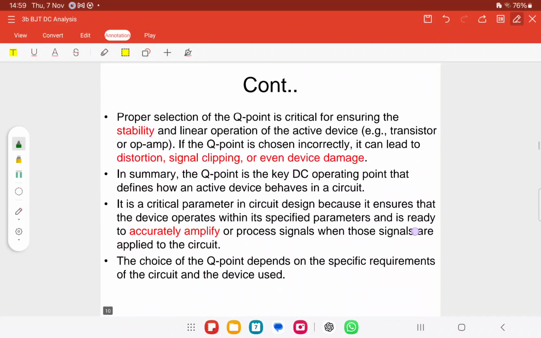Alright. Okay. Proper selections of the Q point is critical to ensure the stability. Kita nak the system to be stable, efficient. Dia relate dengan stable. Kalau fluctuate, signal sekejap tinggi rendah, tak stable kan. Macam mana nak kira as efficient if the output is fluctuate, not stable lah kan. Alright, so this is important. And fluctuations can lead to distortion, signal clipping, or even device damage.